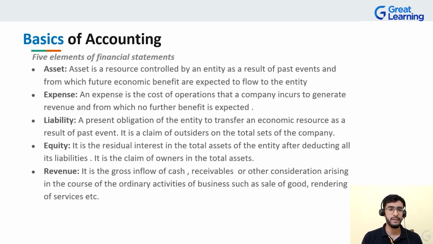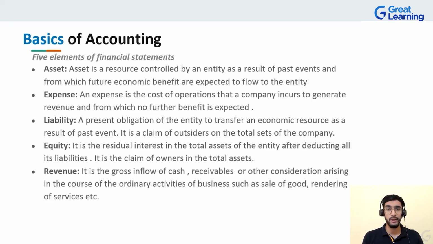Now, coming to the next point, that is liability. A liability is a present obligation of the entity to transfer an economic resource as a result of a past event. It is a claim of an outsider on the total assets of the company. For example, if you have a big loan that you have taken from a bank, that's acting as a liability because you have to repay it. That's why it's called the claim of outsiders on the total assets of the company.